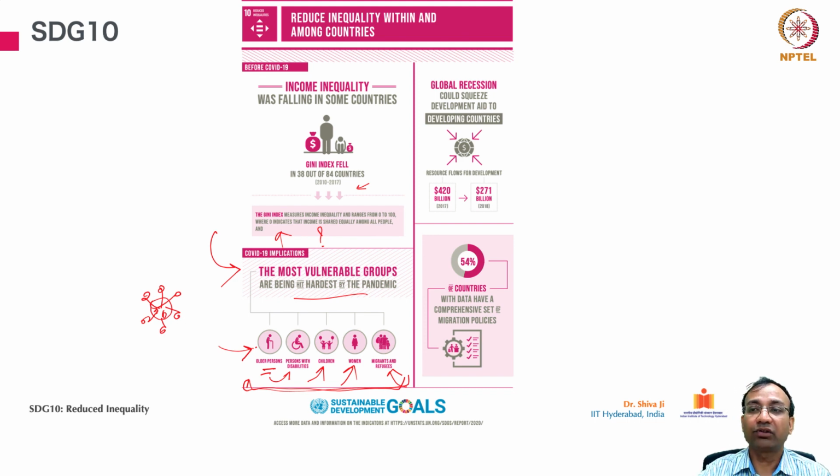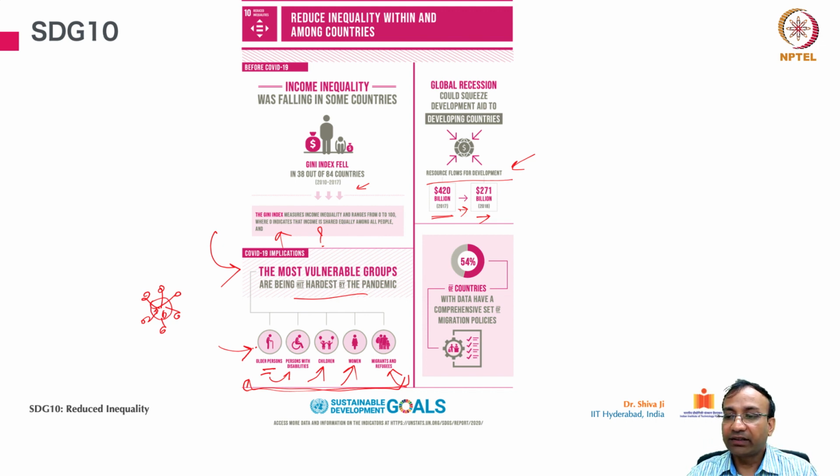Global recession could squeeze development aid to developing countries. Resource flows for development, if you see, in 2017 were 420 billion US dollars, and that got reduced to 271 billion US dollars in 2018. So this aid is also getting impacted, and it is lowering, it is falling down.